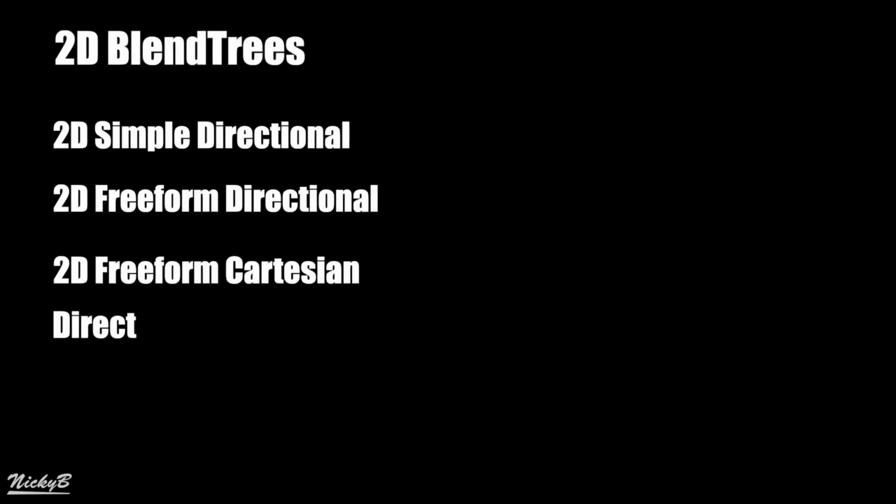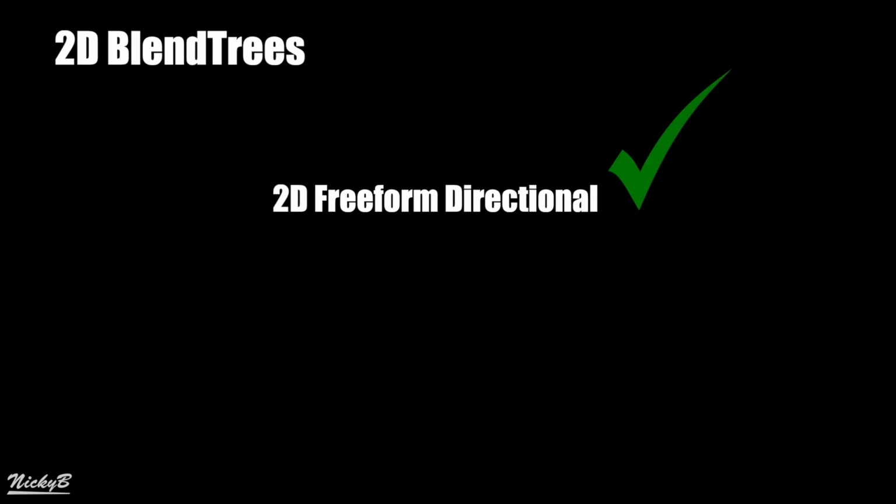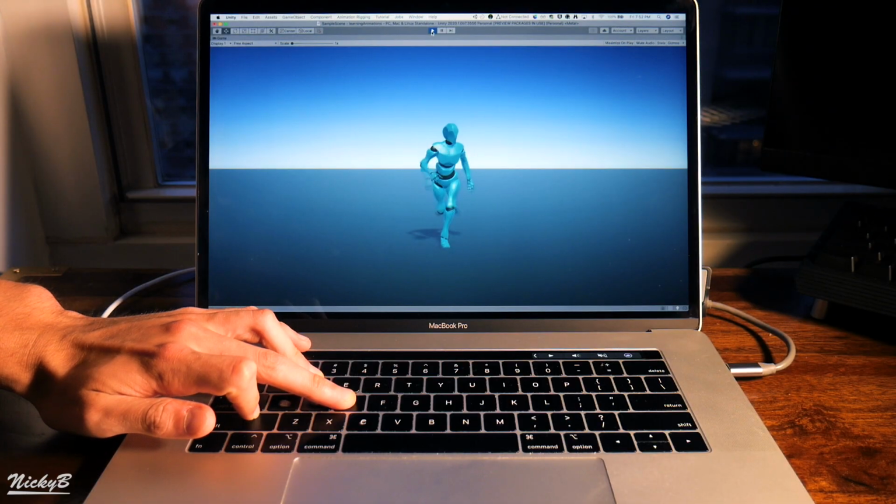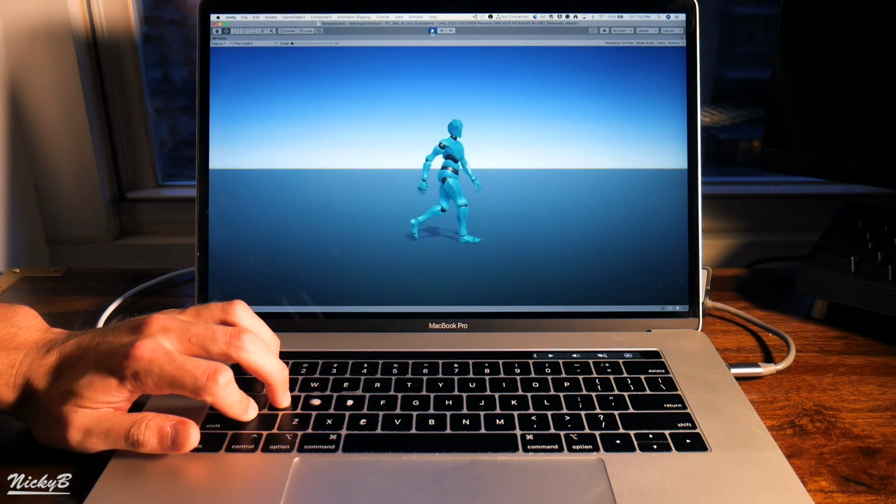Now that we have a base understanding of all 2D blend types, we know that for our current setup, we're going to use Freeform Directional because we are focused on velocity for both parameters, and we have multiple animations in each direction. Now let's put control of these animations into the hands of the players using our code.